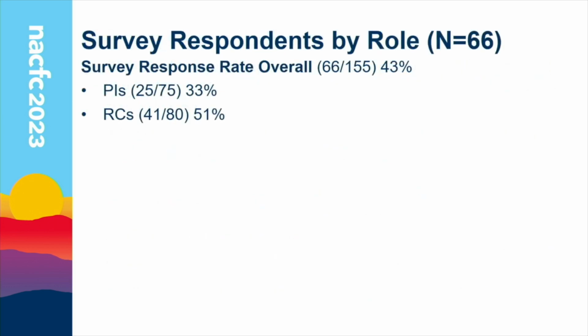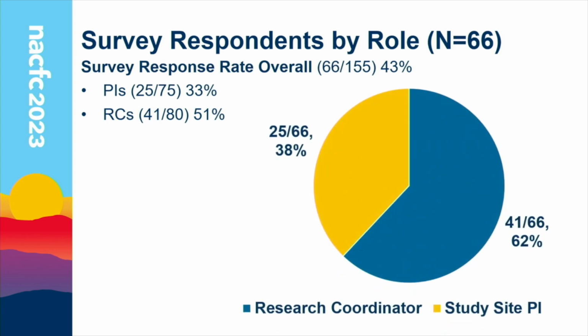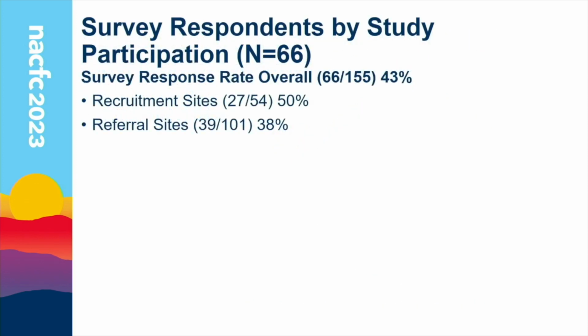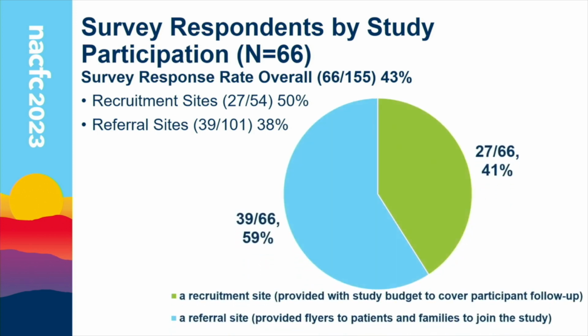So looking at this a little bit closer, survey respondents by role, PIs versus RCs, we went over that statistic already for the total, but breaking that down into the actual 66 that responded, 38% were study site PIs, and 62% were research coordinators. And then looking again at recruitment versus referral sites, of the 66 responses, 39 of 66 were from a referral site, and 27 of 66 were from a recruitment site.